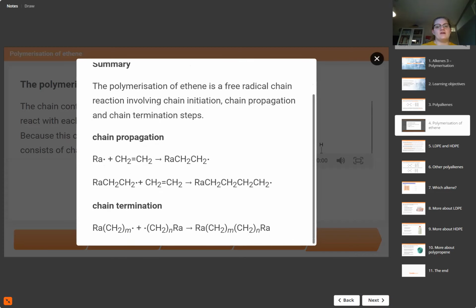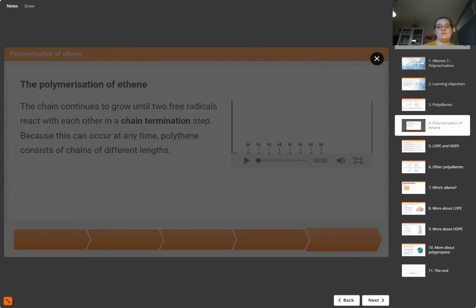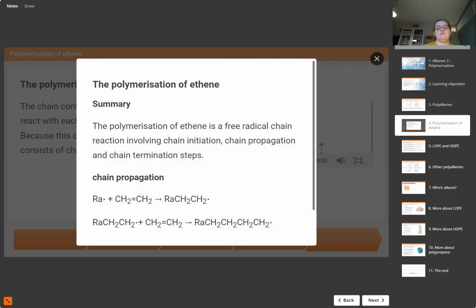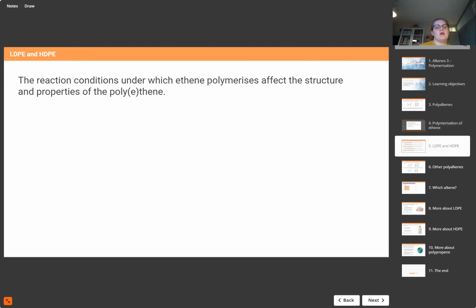So polymerization of ethene is a free radical chain reaction. It involves chain initiation, chain propagation, and chain termination steps. So let's have a look at some types of polyethene. So we get something called LDPE and HDPE. Depending on the conditions when we are polymerizing ethene, that can actually affect the structure and properties of polyethene. We get rid of the E, we just call it polythene.